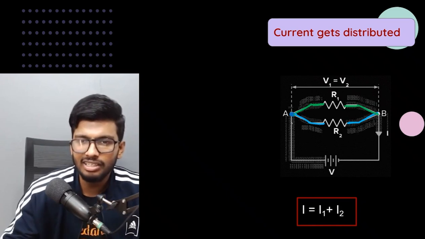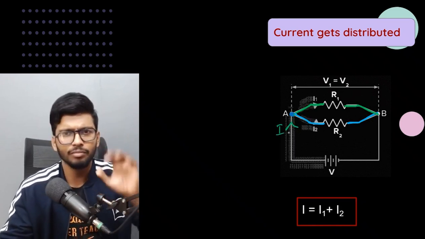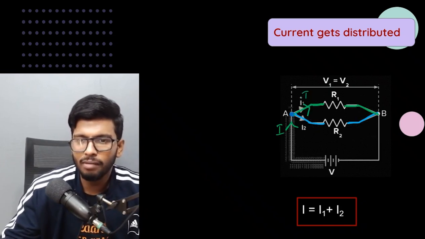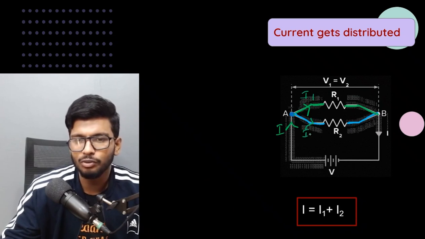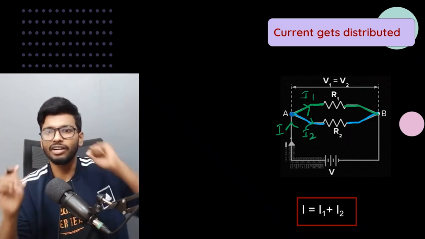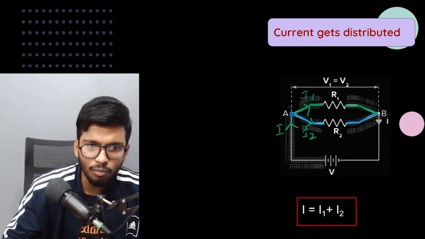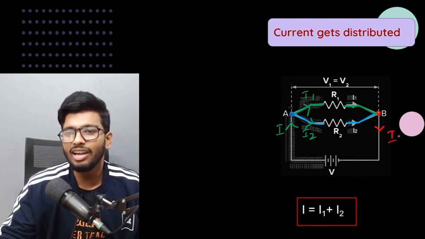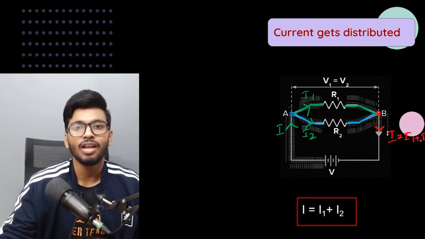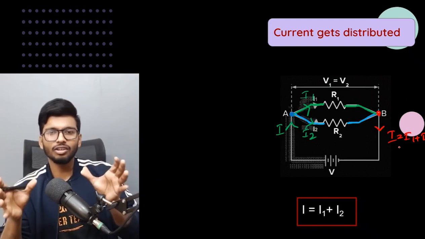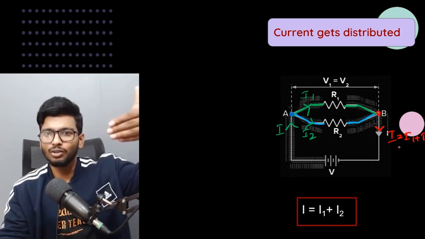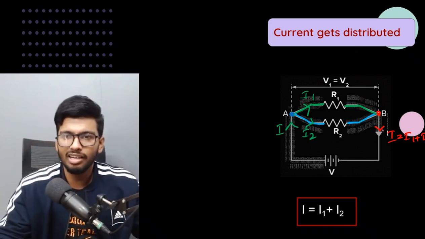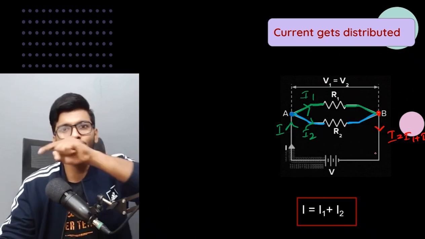So let's say the current flowing through the entire circuit is I. Once it reaches A, the current flowing through R1 will become I1, and the current flowing through R2 will become I2. So current is getting divided into I1 and I2. But once it reaches junction B, they are again combining together. So I will again become I1 plus I2. I1 is the current flowing through R1 and I2 is the current flowing through R2. At B they combine and become I again, and flow back into the battery, as you can see in the GIF.